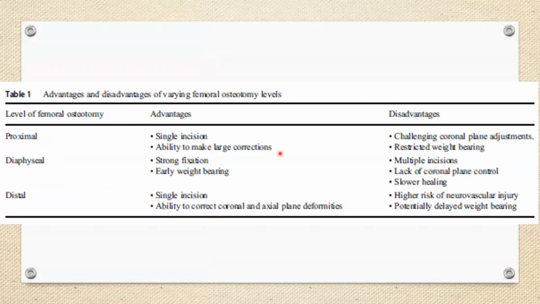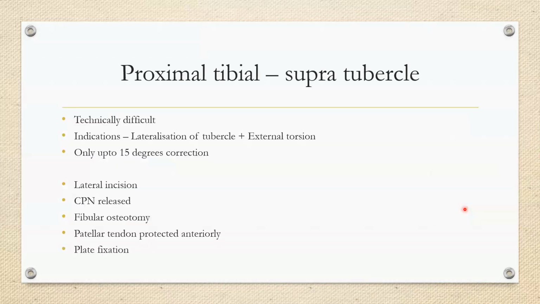So to sum up, the primary advantage of proximal osteotomy is that a single incision can be used to correct major, multiple, and large deformities. However, it needs restricted weight bearing. Diaphyseal osteotomy, while minimally invasive, requires multiple incisions and has slower healing. Distal osteotomy has a higher risk of neurovascular injuries.